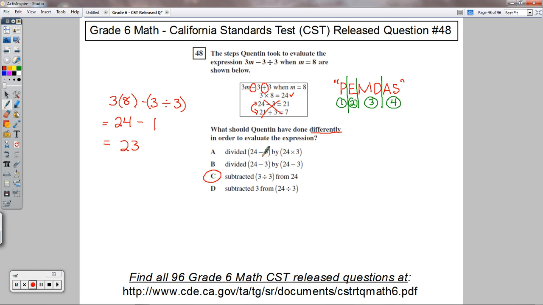So which one should he have done? He should have subtracted this value. Should have divided first and then subtracted that from 24. So choice C for number 48.